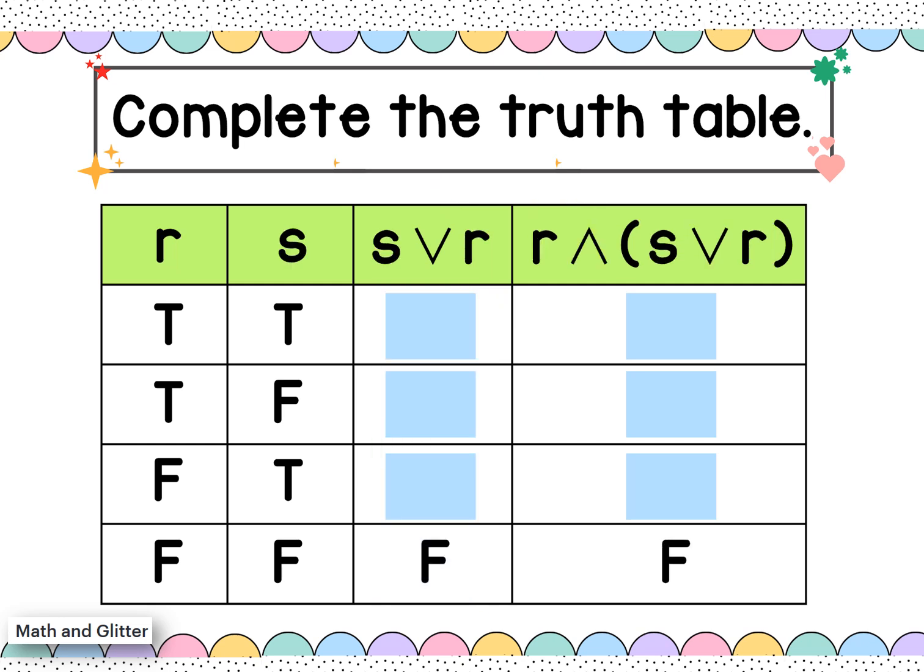Here's another one. We have our truth values for R and S, and we're doing an or, a disjunction. So as long as one's true, it's true. So we get true, true, true. The false is already there.